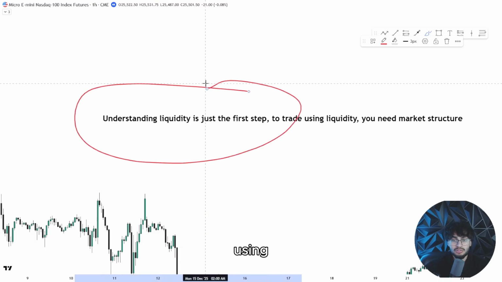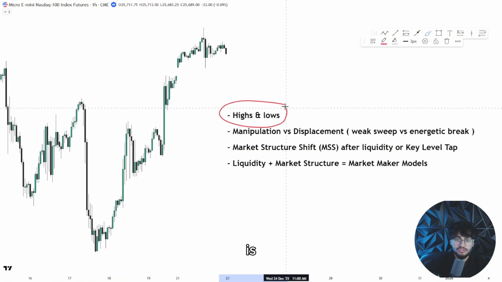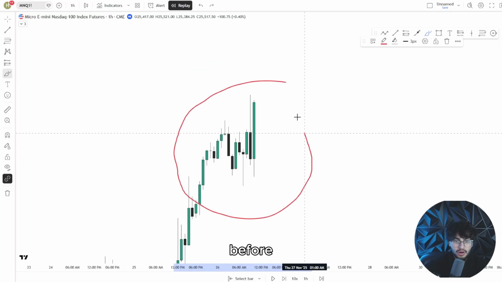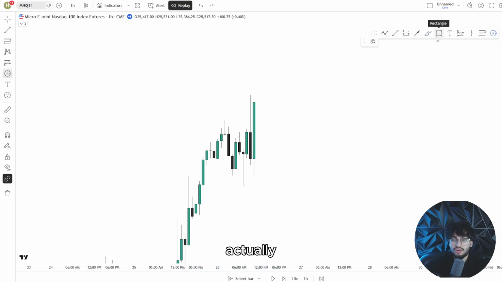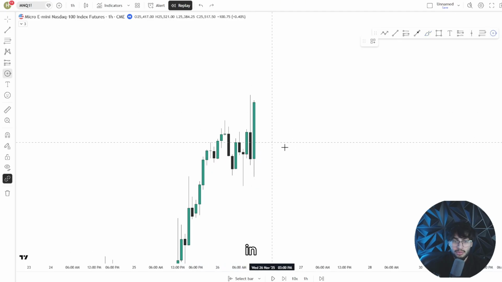To actually trade using liquidity, you need to understand market structure. And pretty much all market structure is just highs and lows. But in order to actually understand it, you need to know the difference between manipulation and displacement. Before I actually go into market structure, I want you guys to understand what a swing high or swing low actually is. And we're going to use a 3-candle formation, a 3-candle pattern in order to identify what it is.